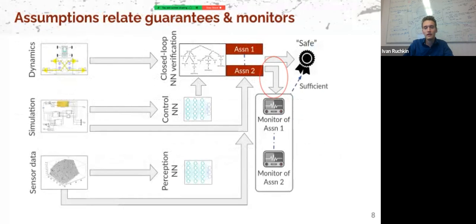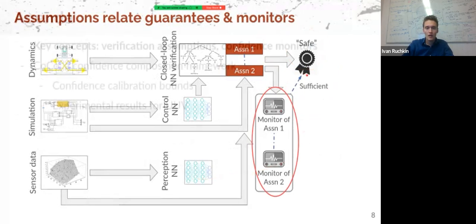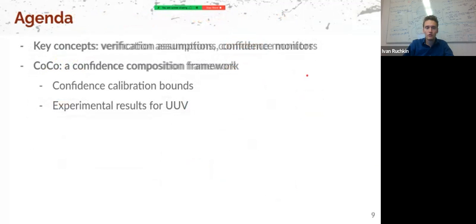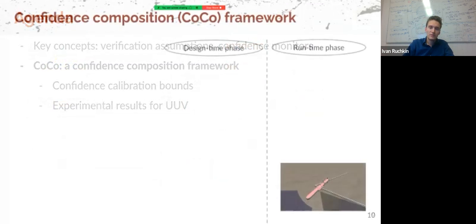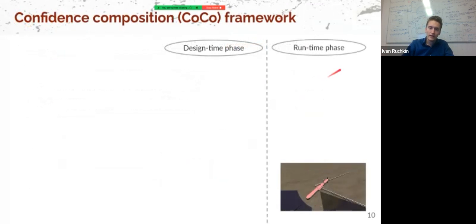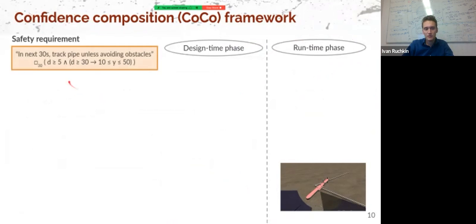Okay, so now we're ready to look at how we combine these monitors to get a single confidence in our safety guarantees. And this is what the CoCo framework is for. That's the framework that we recently designed at the University of Pennsylvania. I'll explain it on this overview slide. On the right-hand side, we'll have the runtime online executing part of the system. And on the left-hand side, we'll have design time artifacts. So let's start with some safety property.